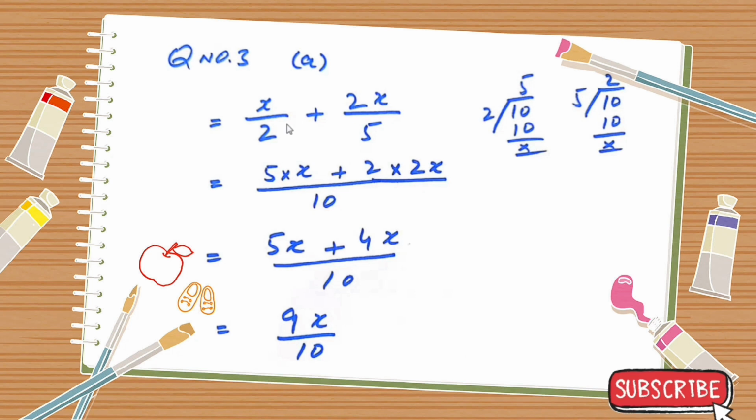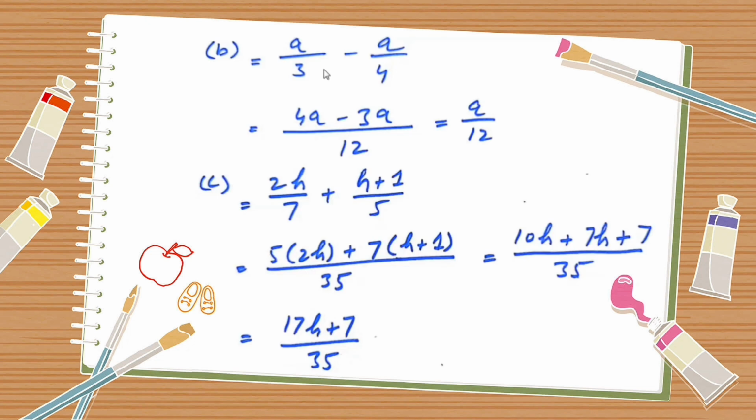Now this 5 is multiplied with the numerator, so 5 into x, then this plus sign, and in the next step again for the second fraction 10 is divided by the denominator, which this time is 5, so 10 divided by 5, the answer is 2. So this 2 is multiplied with the 2x, so 2 into 2x. Now after multiplying, 5 into x is 5x plus 2 2s are 4x, divided by 10, and then we simply add 5x and 4x to get 9x over 10.